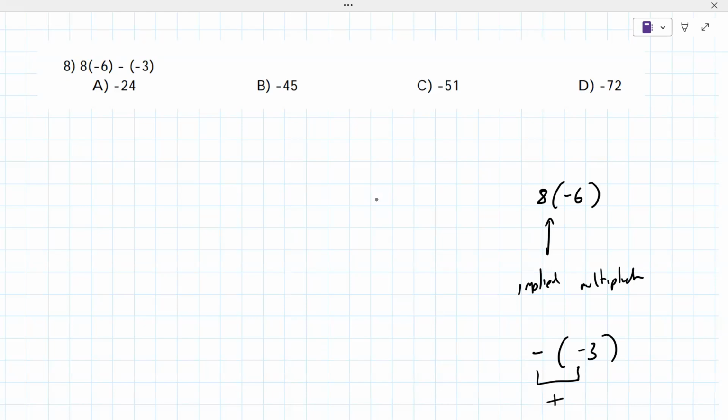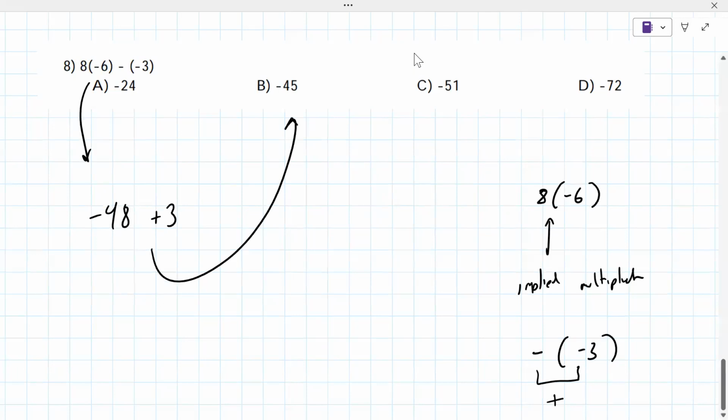Would the answer be B? Okay, so let's try this here. So 8 times negative 6 is negative 48. Minus a minus 3 becomes plus 3. Yes, very good. Okay, doing really well on order of operations.